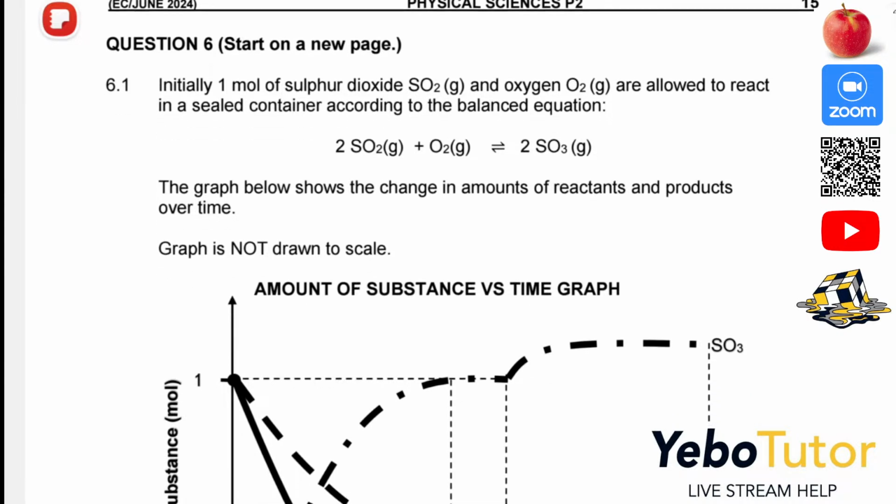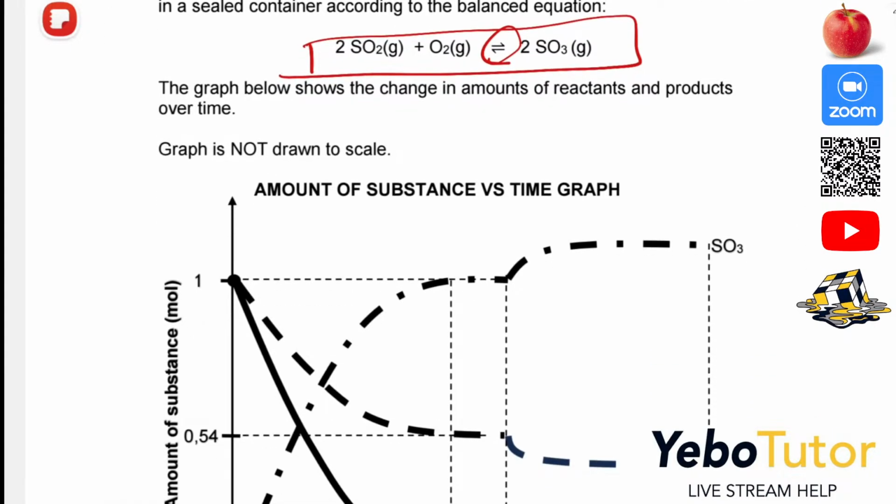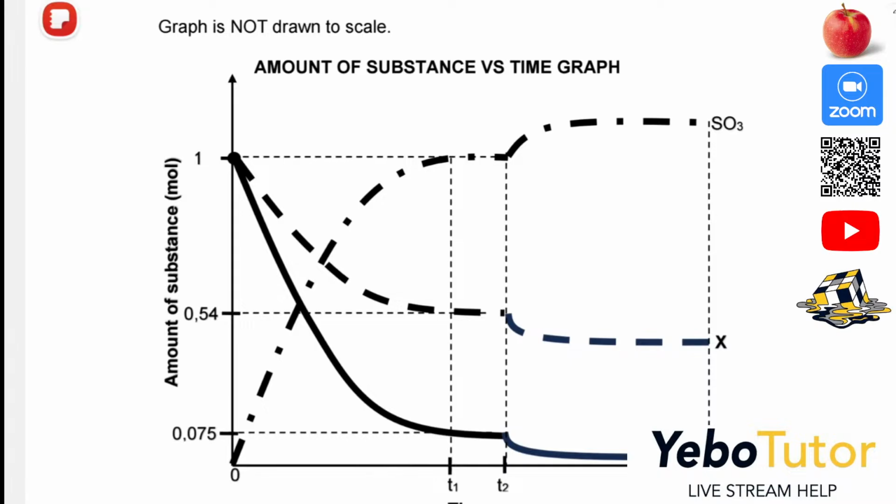Now, initially 1 mole of sulfur dioxide, SO2(g), and oxygen, O2, are allowed to react in a sealed container according to the balanced equation which we are seeing. This equation is balanced, and we can see that these arrows are like this, which means this is a reversible reaction. The graph below shows the change in amounts of reactants and products over time, and bear in mind that they will never draw this graph to scale.